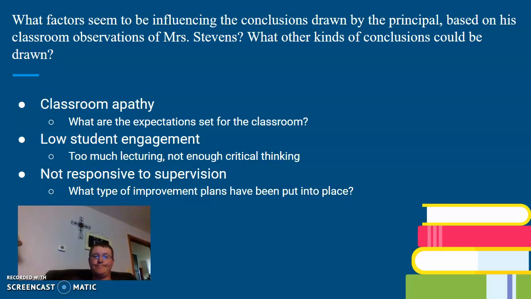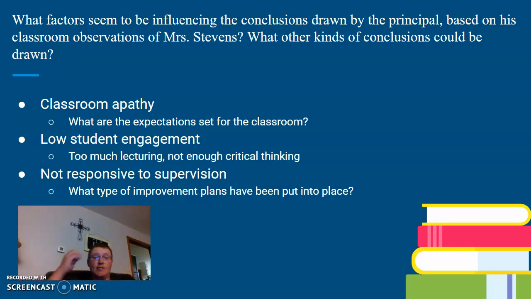Low student engagement. If you're persistent, your students will be engaged. It may not be their culture when you get there. It may not be the culture of the school, but if you are consistent with it, if you push them to, if you interact with them and you care about them, they will engage with you.